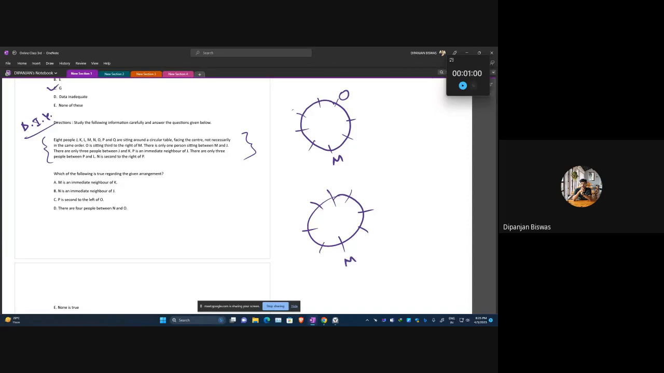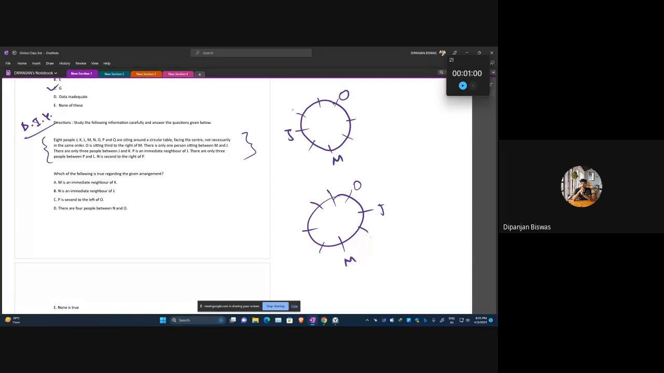Again, if we write M and O here, the second statement, there is only one person sitting between M and J. So leaving one space, J can be here. Also, J can be here. So these are our two possibilities.